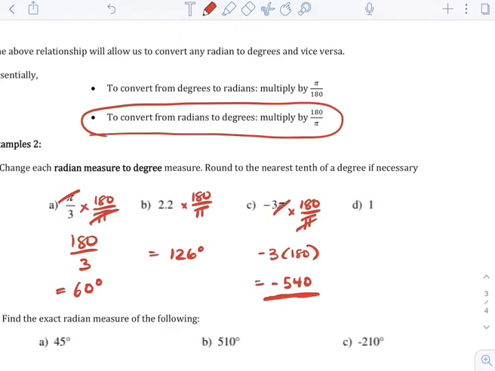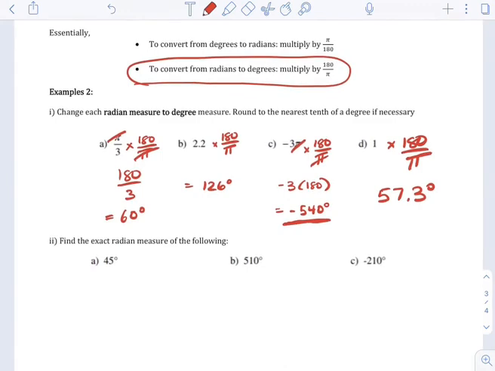And lastly, 1 radian multiplied by 180 over pi. We get 57. So 1 radian is equal to 57.3 degrees. Those are all degrees, the answers.